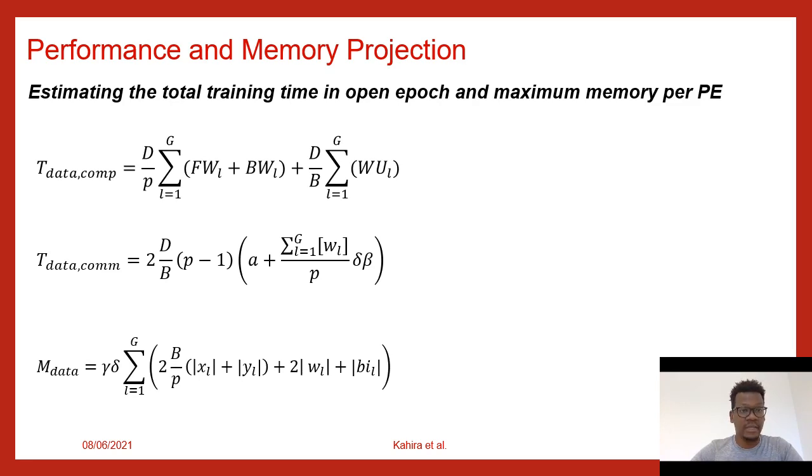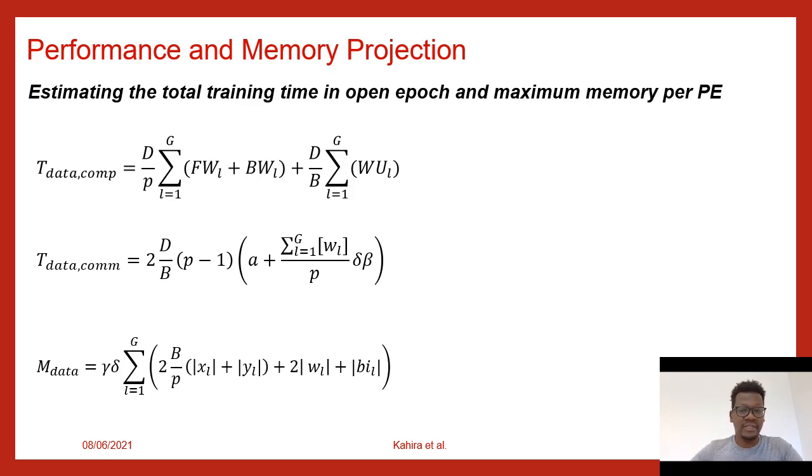Well, based on the elements that I've just mentioned previously, we can calculate, for example, in the case of data parallelism, the computation time required by combining the forward pass, backward pass, and the weight update over the total number of data samples divided by the processing elements. And for the communication side, using the ring-based algorithm, we can get the total communication time. And the same applies for memory, where we focus on the inputs, the outputs, the weights, and the biases. So using these equations, we can estimate the total training time for each epoch.